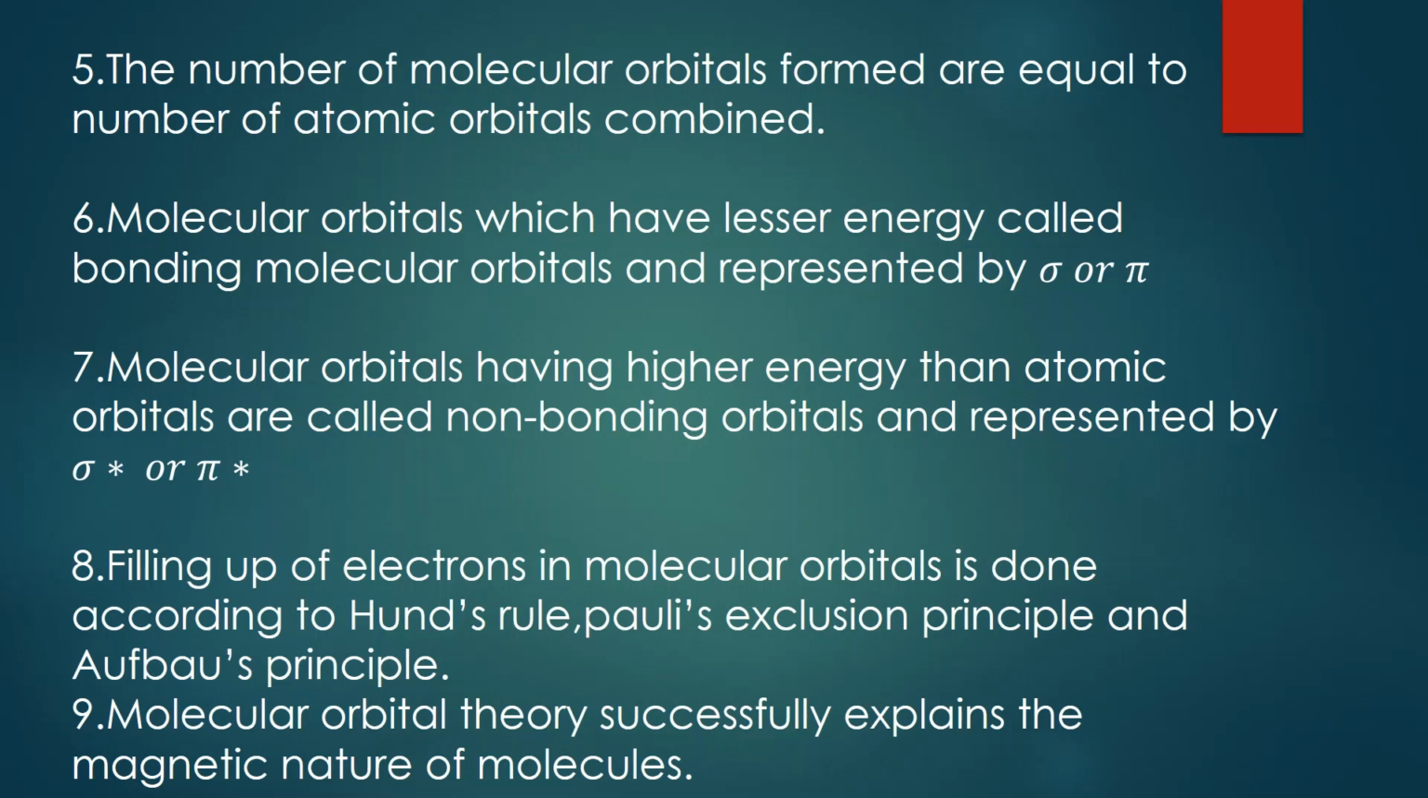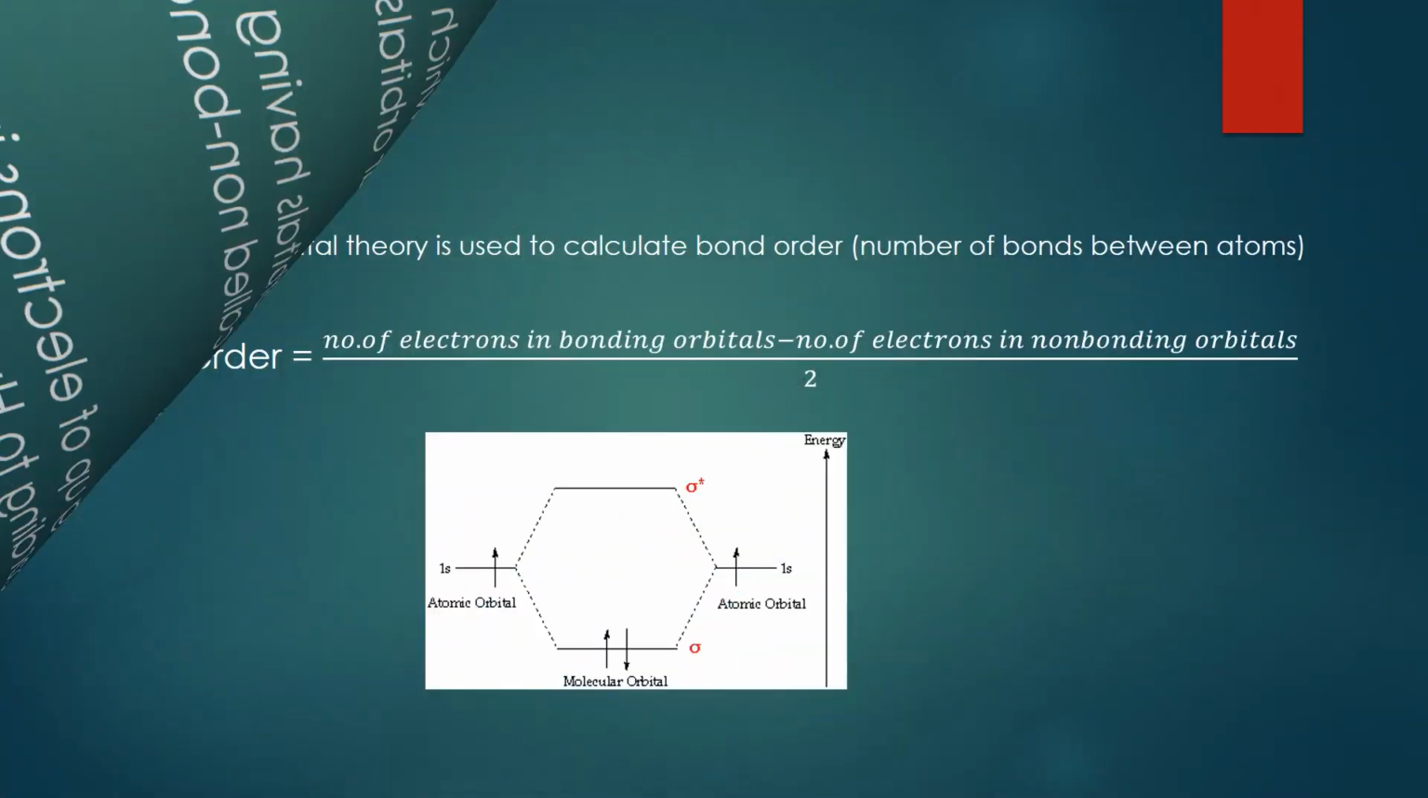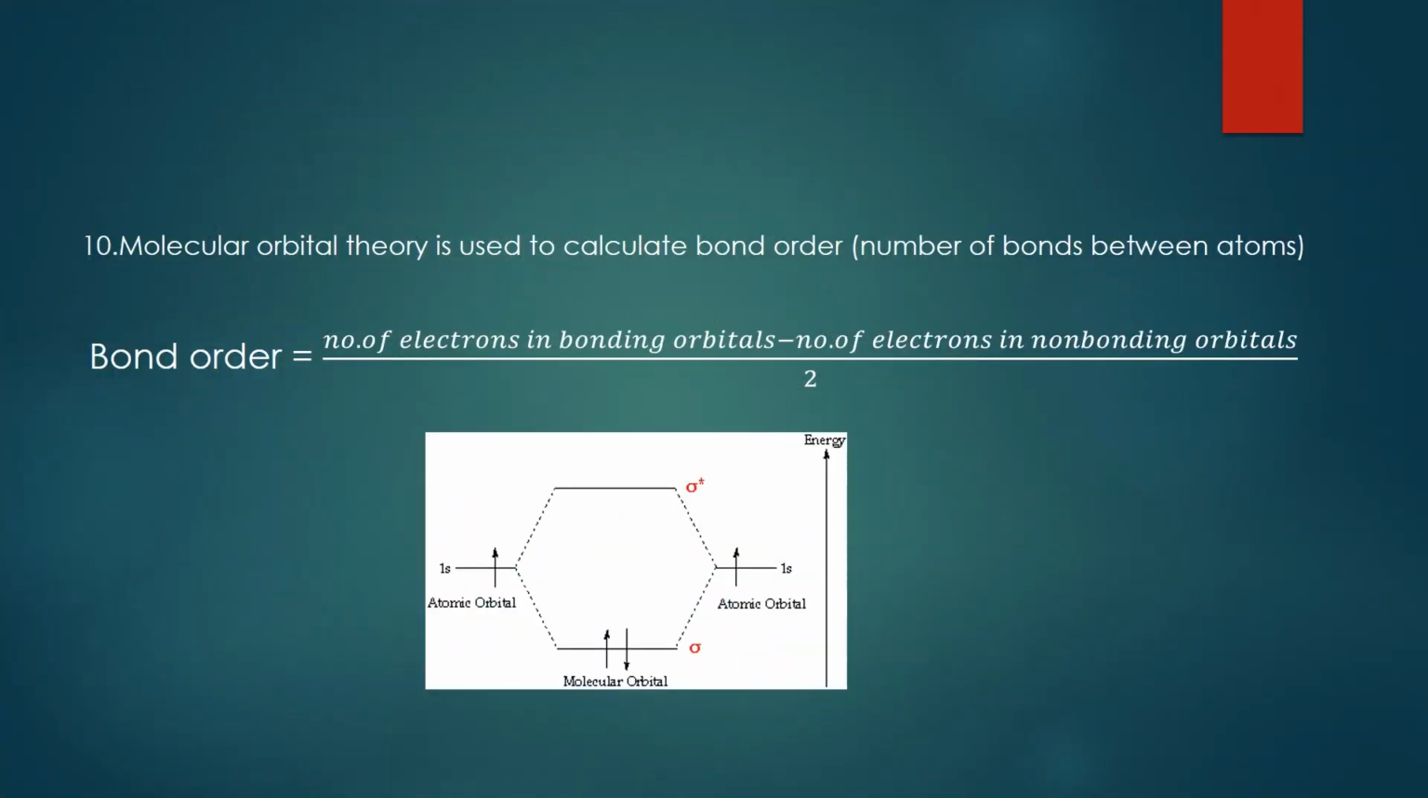Filling of electrons in molecular orbitals is done according to Hund's rule, Pauli's exclusion principle and the Aufbau principle. Molecular orbital theory successfully explains the magnetic nature of molecules. It is used to calculate bond order, that means the number of bonds between atoms. The formula for bond order is the number of electrons in bonding orbitals minus the number of electrons in non-bonding orbitals.